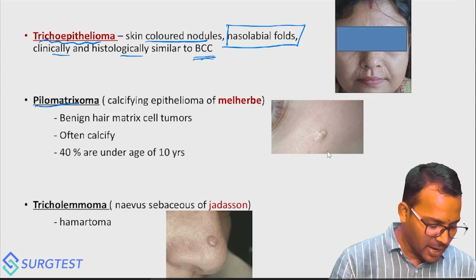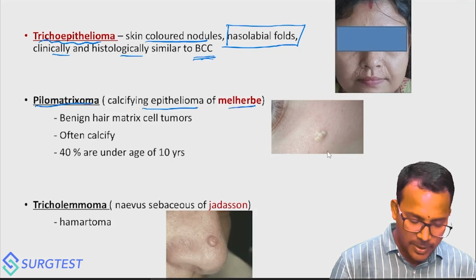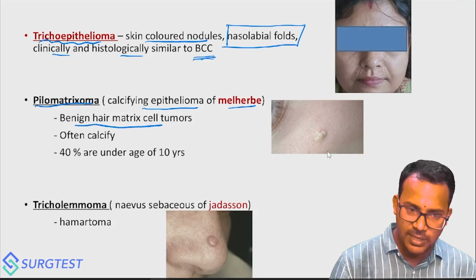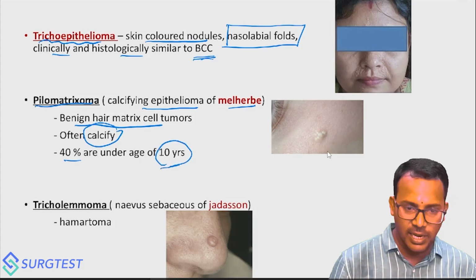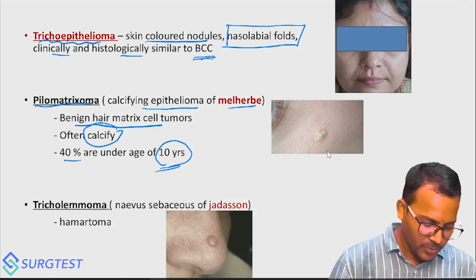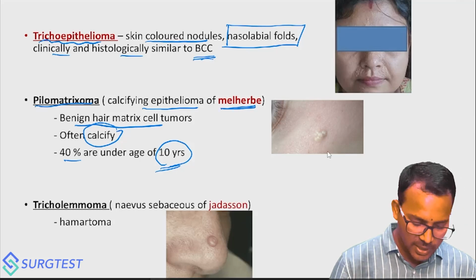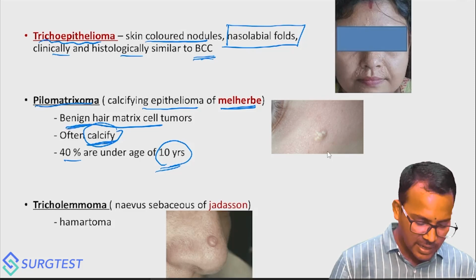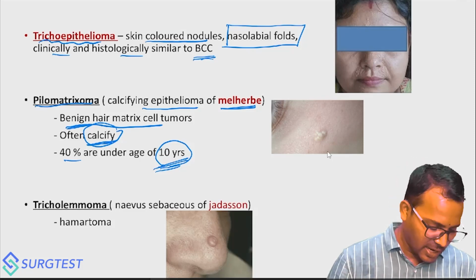Okay. Pilomatrixoma is a calcifying epithelioma of Malherbe. These are benign hair matrix cell tumors. They often calcify and 40% are under the age of 10 years. So these 3 points you have to remember regarding pilomatrixoma. Okay, it's also called calcifying epithelioma of Malherbe. That is why they calcify. Okay, these are benign lesions and they are seen mostly in those less than 10 years of age.